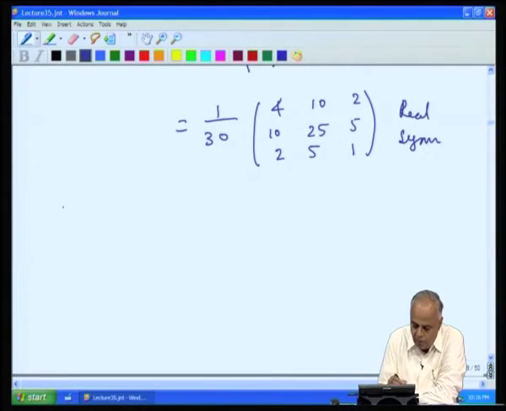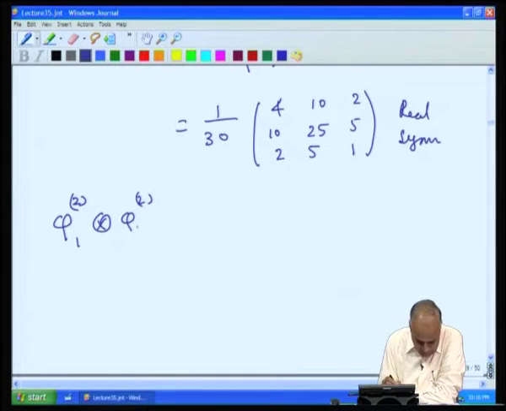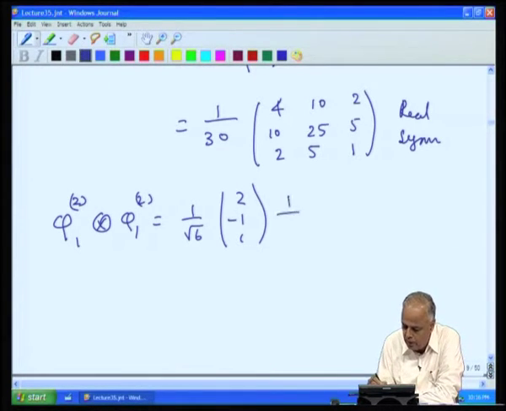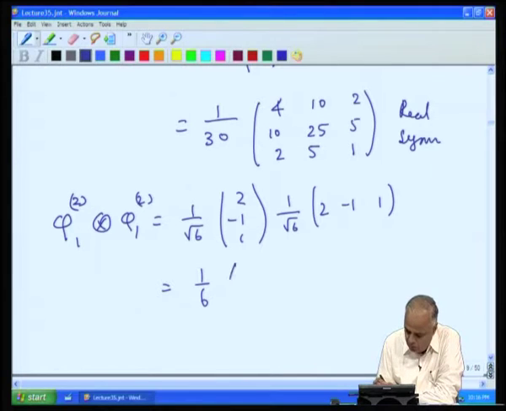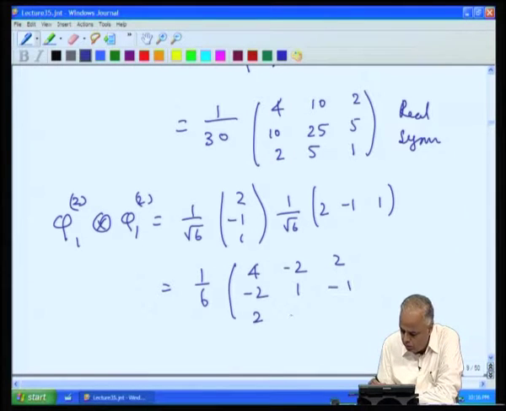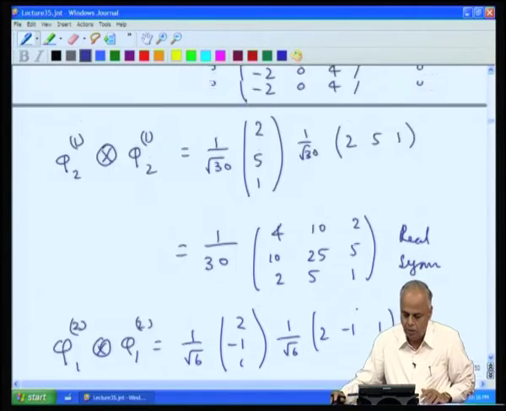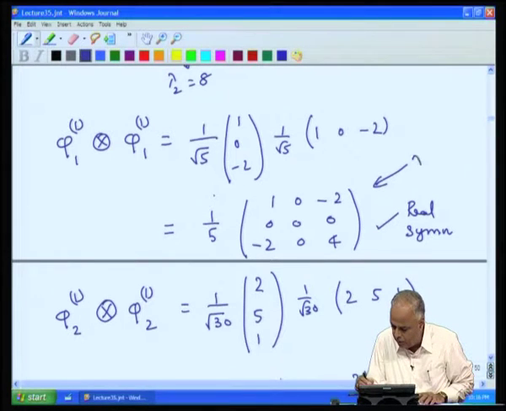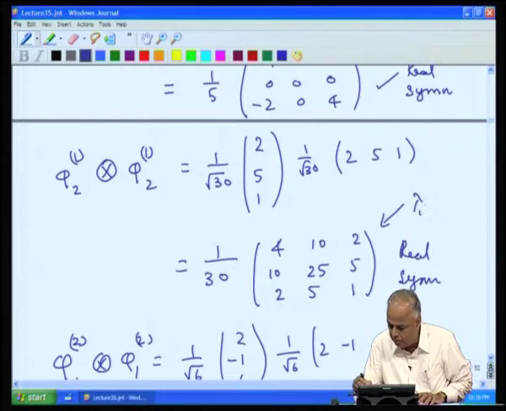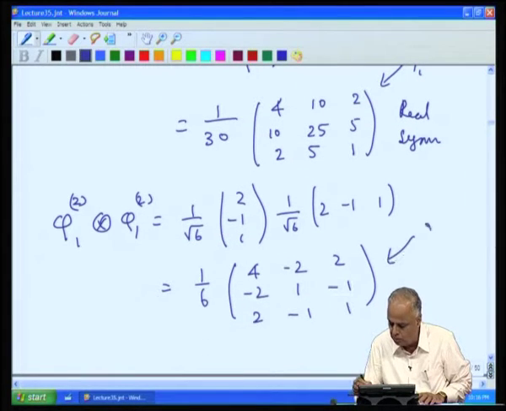And then finally, we will look at the eigenvector corresponding to the second eigenvalue and do the tensor calculations with respect to that. It is (2, minus 1, 1) times 1 by root 6 into 1 by root 6 the row vector (2, minus 1, 1). When you carry out this product, we get 1 by 6 times 4 minus 2 2, minus 2 1 minus 1, 2 minus 1 1. Now, this corresponds to still the eigenvalue lambda 1 equal to 2, and this corresponds to the eigenvalue lambda 1 equal to 2, and the last one corresponds to lambda 2 equal to 8.